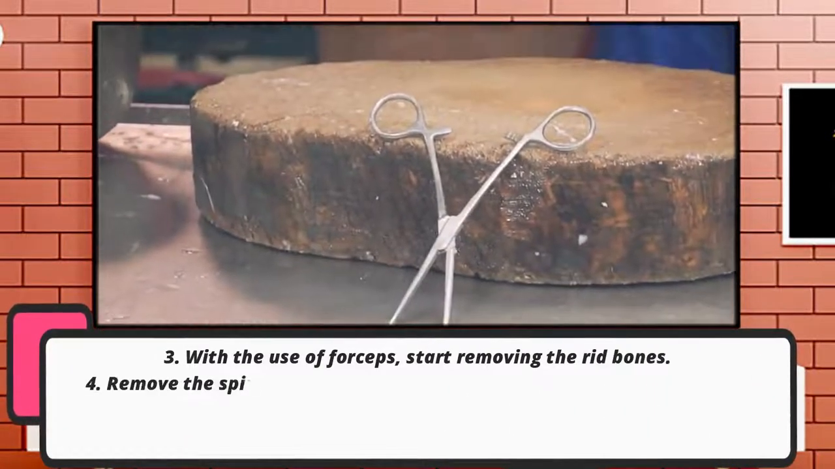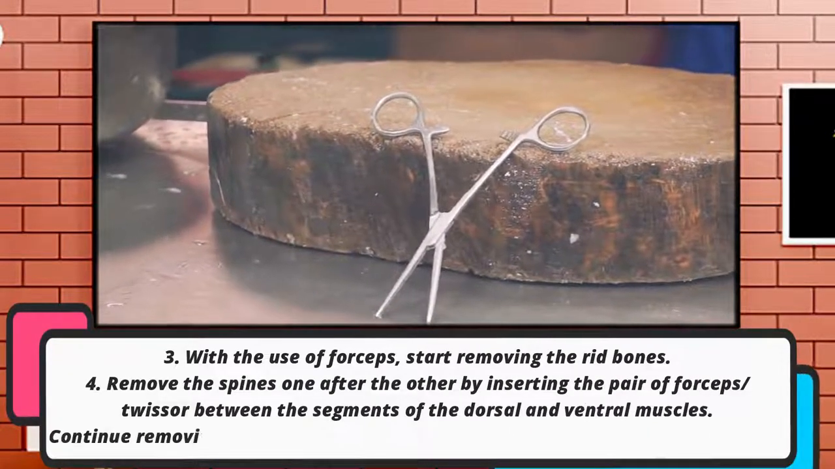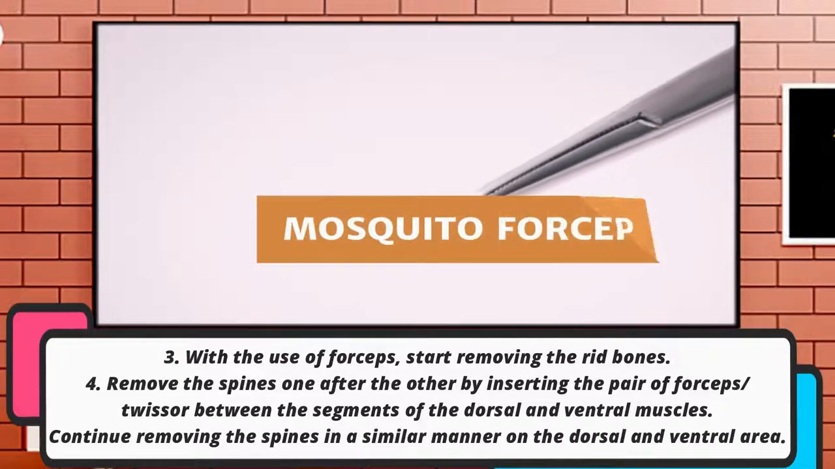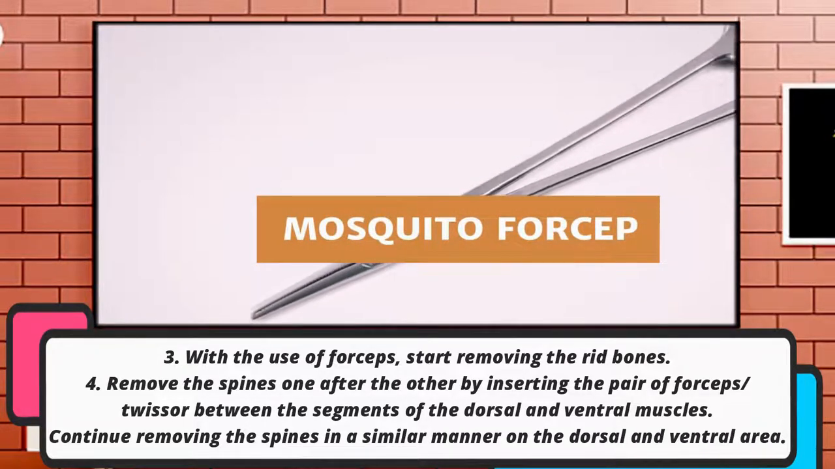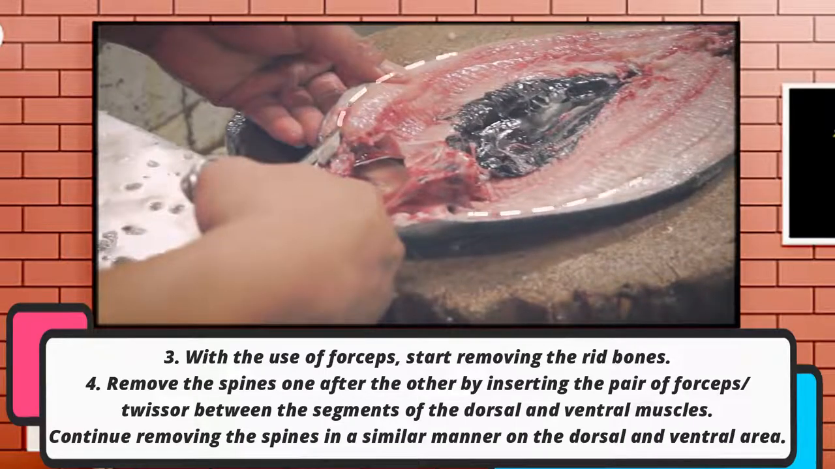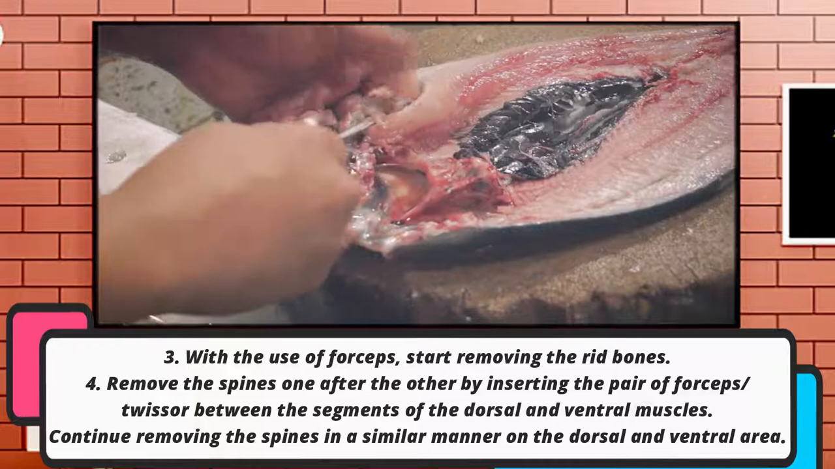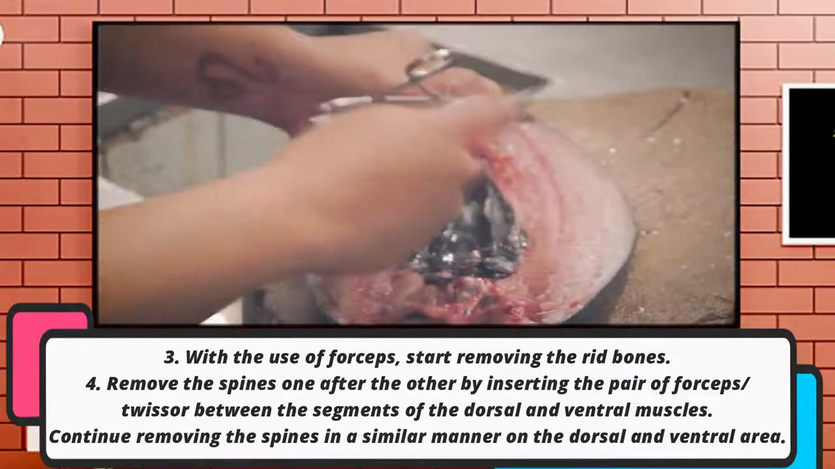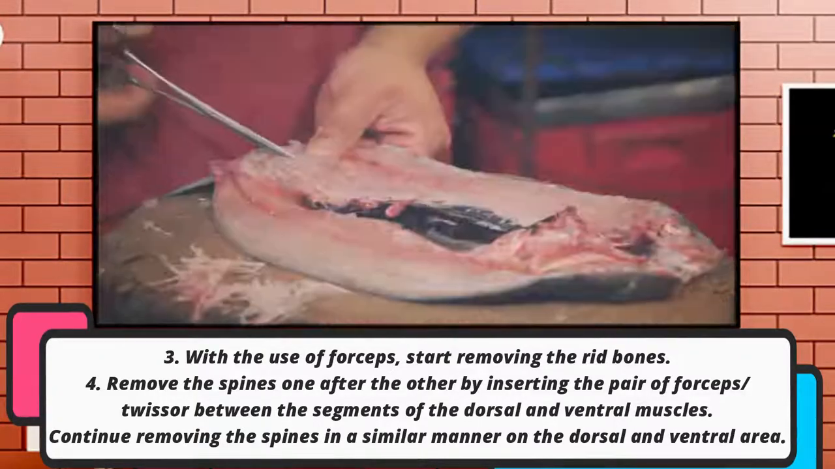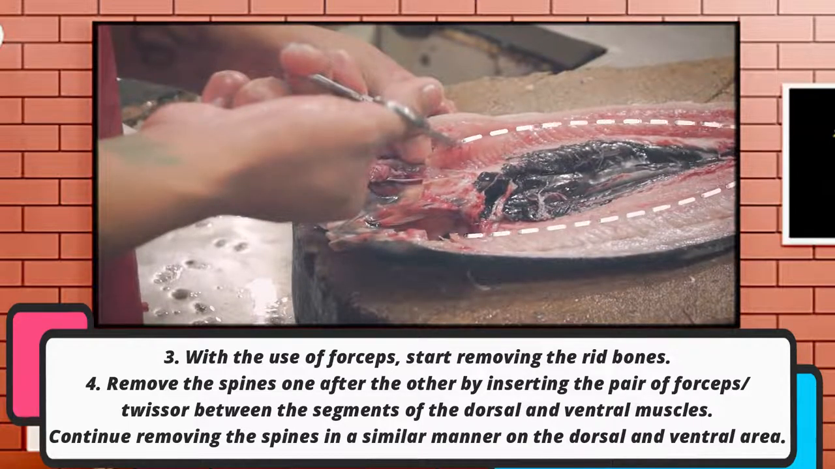Third step, with the use of forceps, start removing the rib bones. Fourth, remove the spines one after the other by inserting the pair of forceps or tweezers between the segments of the dorsal and ventral muscles. Continue removing the spines in a similar manner on the dorsal and ventral area.